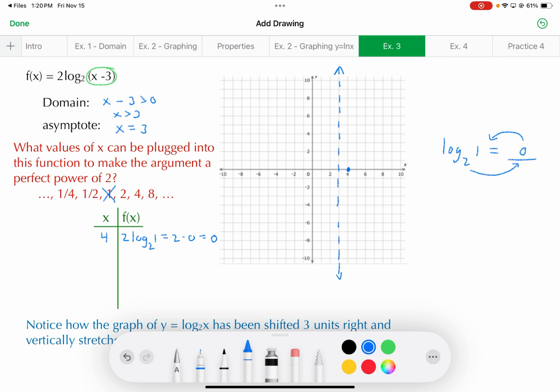Let's move to a 2. What does x need to be to make this argument turn out to be a 2? 5, right? So that will lead me to 2 times log base 2 of 2. What's log base 2 of 2? 2 to what power is 2? 1. So this would become 2 times 1, or 2. Gives me the point (5, 2) then.